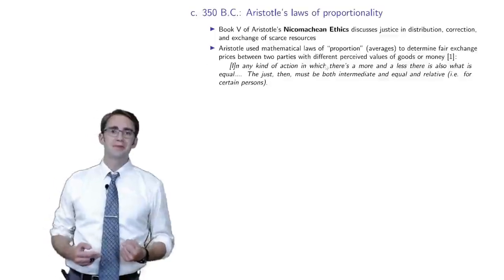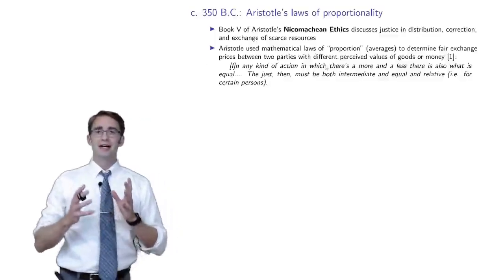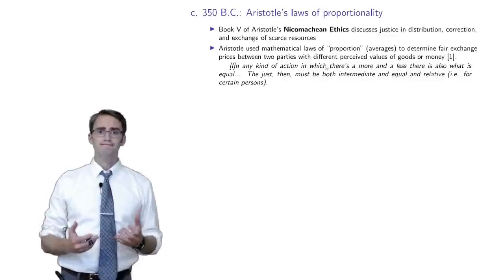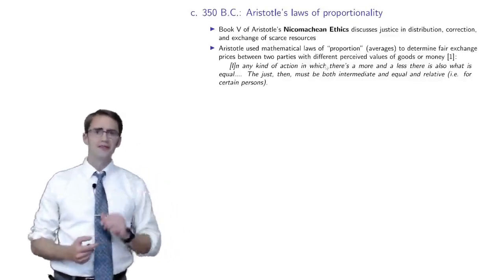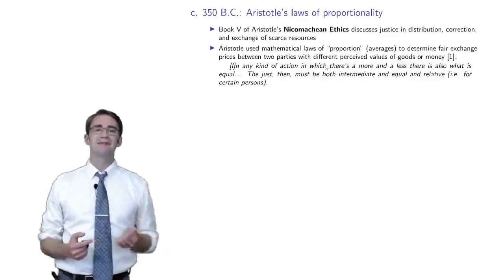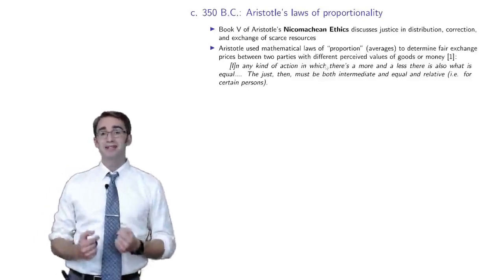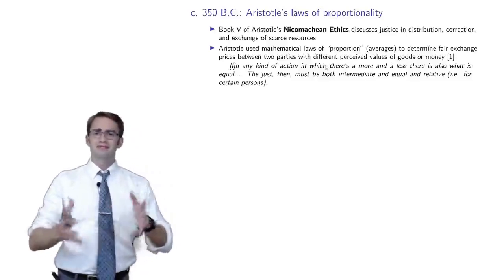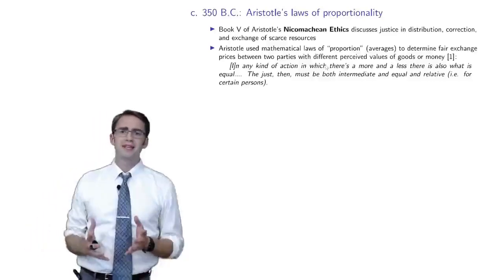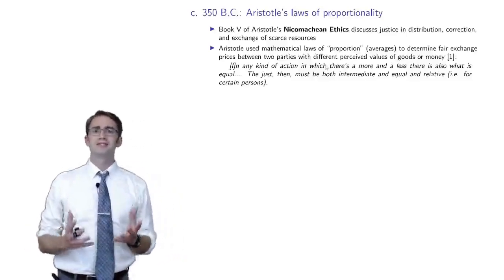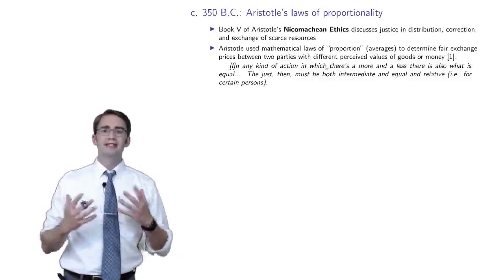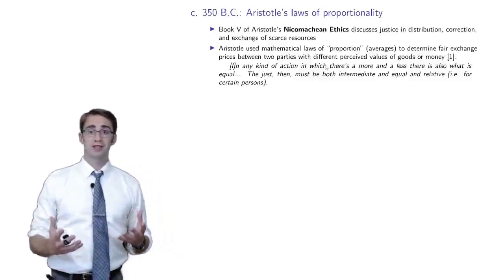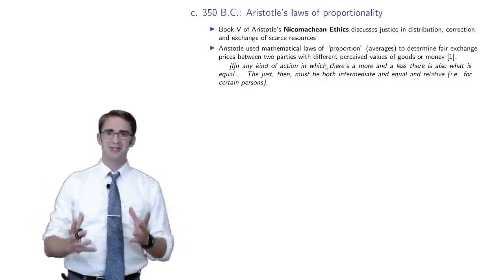Let's next talk a little bit about some history of deterministic models. In 350 BC, this is the earliest example of a deterministic model in industry that I could think of. Aristotle had a family of books called Nicomachean Ethics. He talked about justice and distribution and exchange of scarce resources. And there are some mathematical models that went in there.